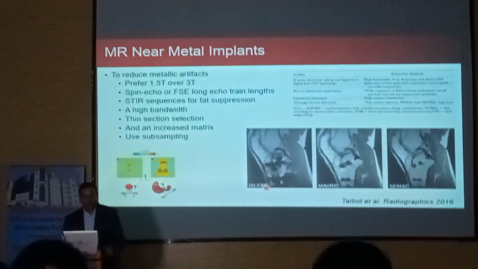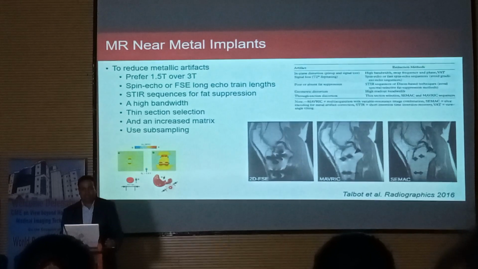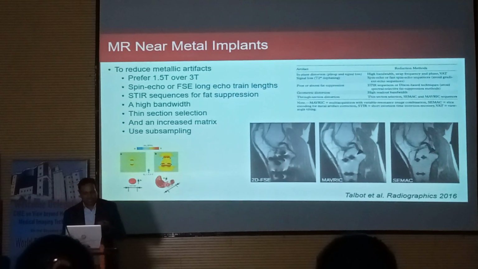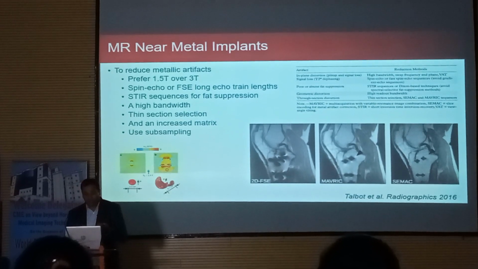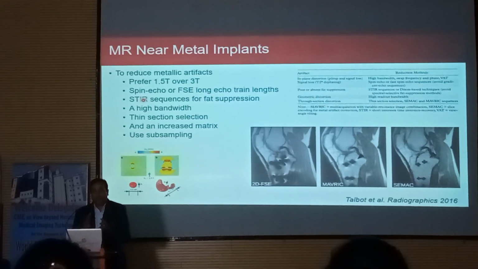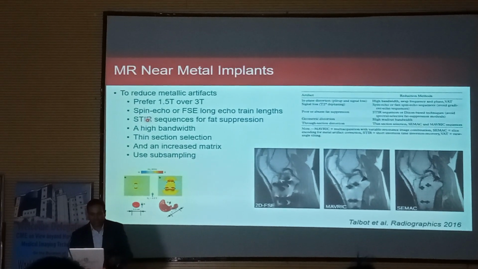Just a brief about MRI near metal implants. Whenever the patient has a metallic implant, we can have a lot of magnetic field inhomogeneity. To reduce metallic artifacts, it's better to go at a lower magnetic field strength. So 1.5 Tesla is better than 3 Tesla.